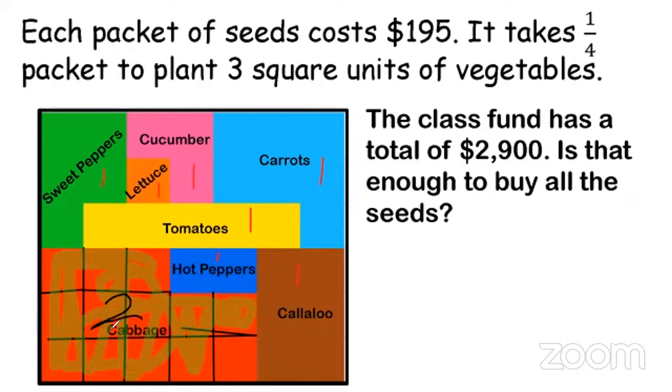So we need 9 packets of seeds, and each packet costs $195. So how much money are we going to spend on seeds in all here? Miss, 1,755. Wow, let me see if other persons are agreeing with that. Remember now, we can't just say 1,755 because we're talking about money. All right? $1,755. Okay, let me hear what the others are saying.